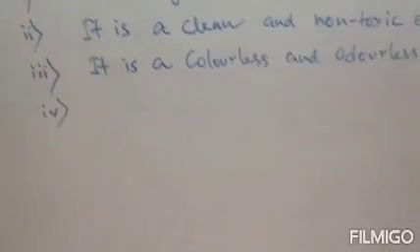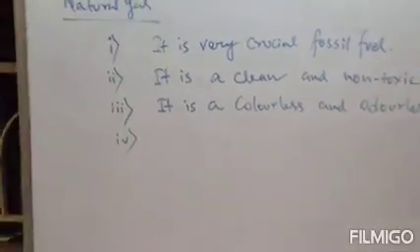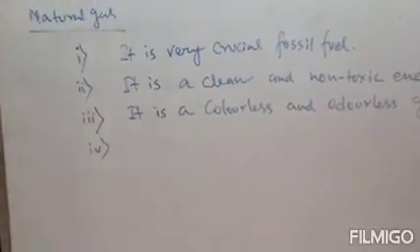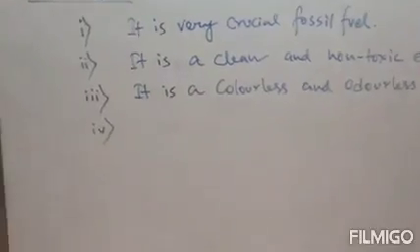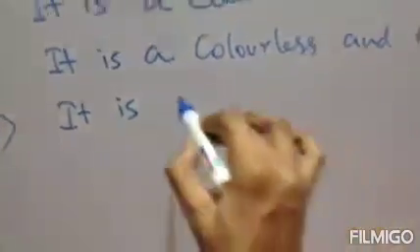Number four property is it is very convenient to transport it through pipelines. That means through pipelines it can be easily transported from one place to another place. It is very easy to transport through pipelines. So number four property, it is very convenient.